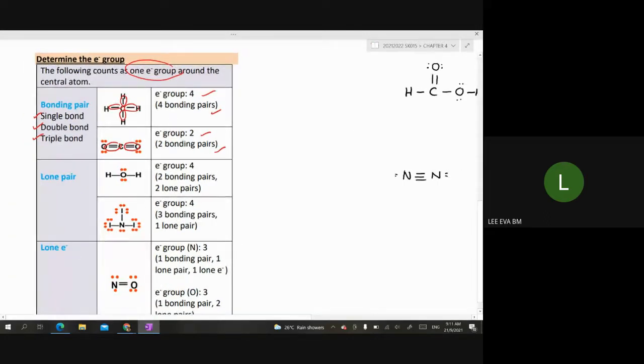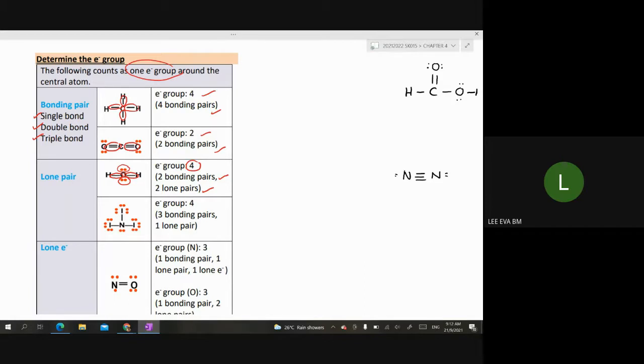And then second one is the lone pair. One lone pair considered as 1 group. So if you look at H2O, we have 1 group, 2 group for the bonding pair. We have 1 lone pair, 2 lone pair. So altogether, 2 bonding pair, 2 lone pair, and you have 4 electron groups. Okay, so bonding pair single bond 2, and then lone pair kita ada 2 pair. So jadi total kan kita ada 4 group.